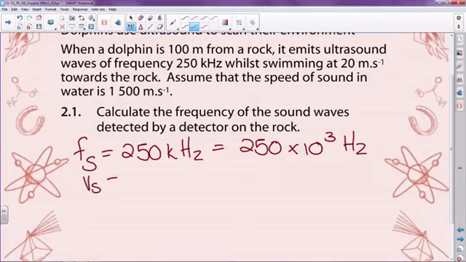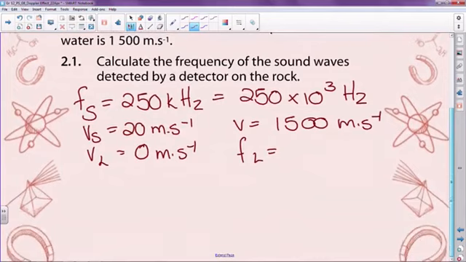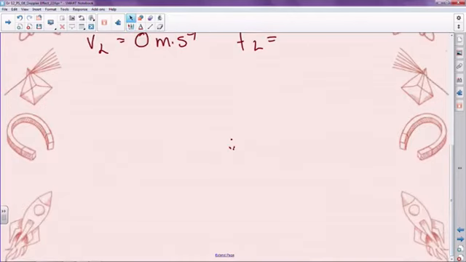The source is moving at 20 meters per second. They tell me that the speed of sound for this one is 1,500 meters per second. The detector is the rock. The rock is going to be stationary, so we know that the listener or observer velocity is 0. They want the observed frequency. So I know I'm looking at Doppler. Now how do I calculate Doppler? Of course, to calculate Doppler, we need to use our wonderful equation.